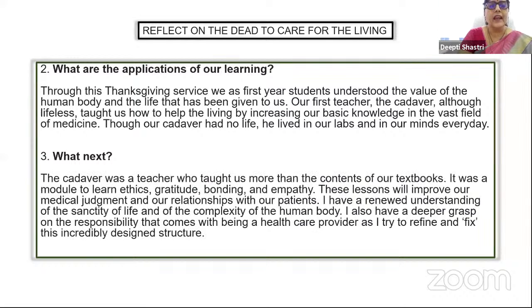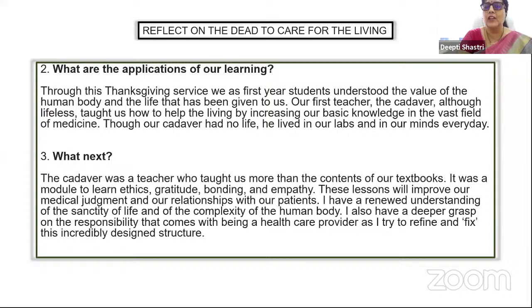What next? The cadaver was a teacher who taught us more than the contents of our textbooks. Module to learn ethics, gratitude, bonding, and empathy. These lessons will improve our medical judgment and our relationships with our patients. I have a renewed understanding of the sanctity of life and of the complexity of the human body. I also have a deeper thought on the responsibility that comes with being a healthcare provider as I try to refine and fix this incredibly designed structure. So in her future plans, she says that she understood the sanctity of life and the complexity of the human body and has a deep feeling of responsibility of being a healthcare provider.